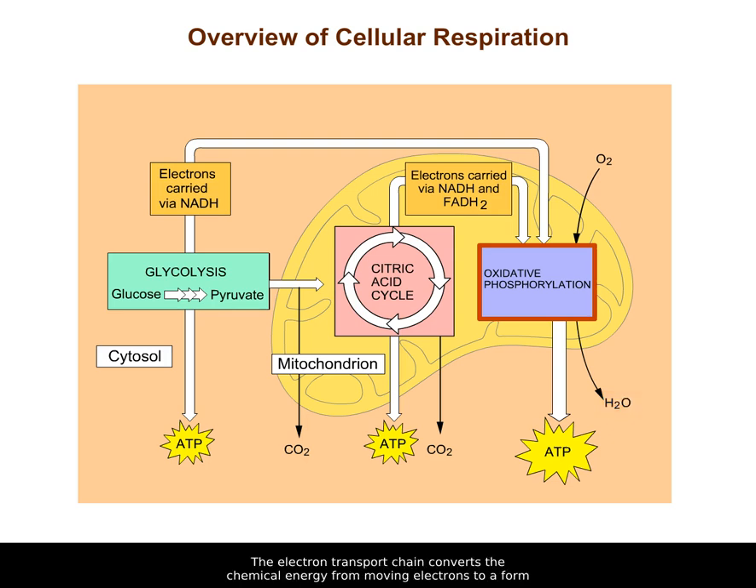The electron transport chain converts the chemical energy from moving electrons to a form of energy that can be used to drive oxidative phosphorylation, which produces most of the ATP generated by cellular respiration.